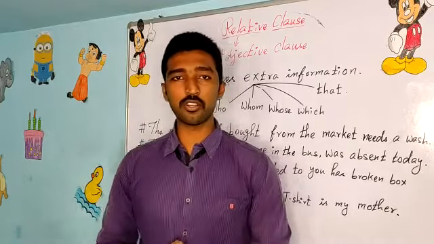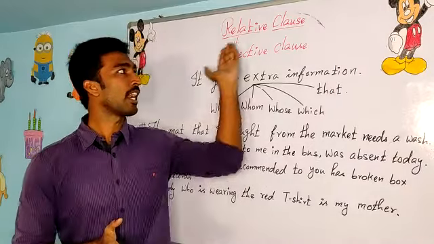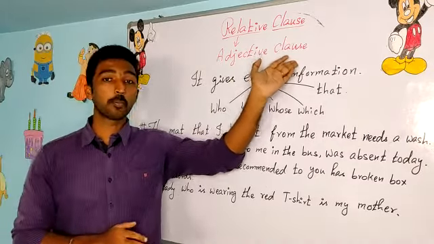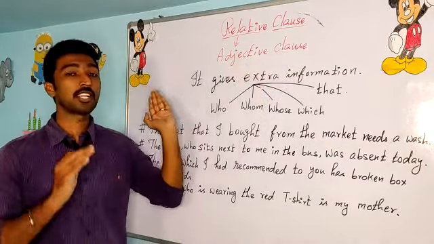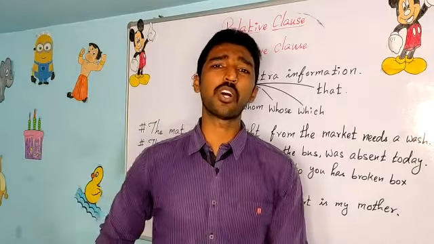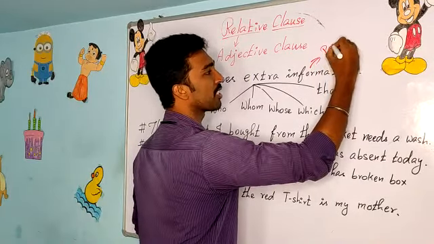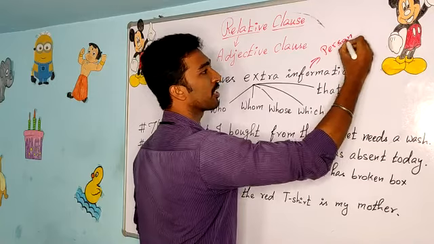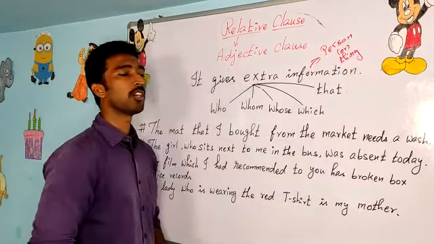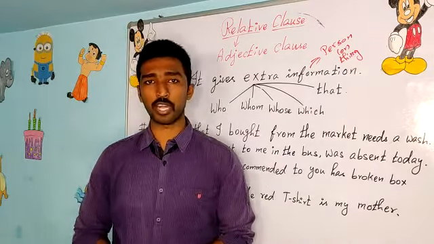And what is a relative clause? Relative means a relation. And here, relative clause is also called an adjective clause. And what is the purpose of relative clause? It just gives extra information. Extra information for what? It just gives extra information about a person or thing which is mentioned in that sentence. That's the purpose of relative clause.